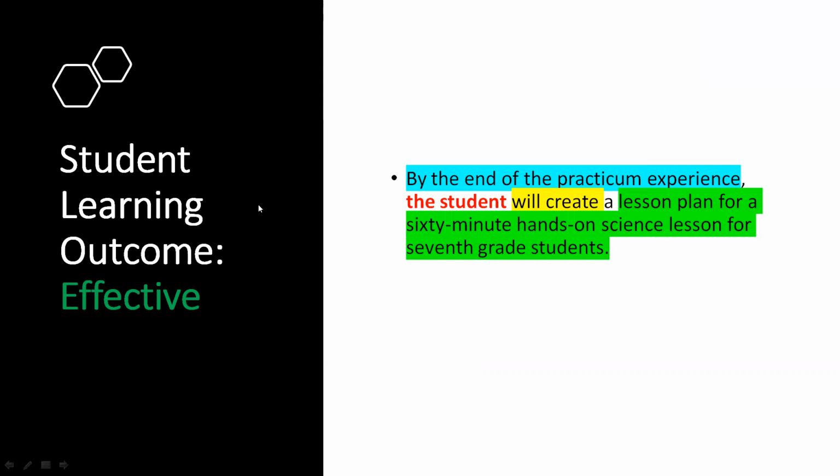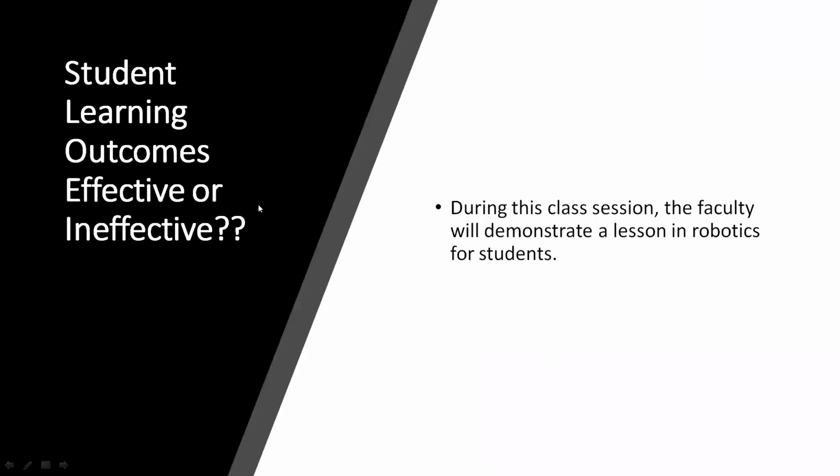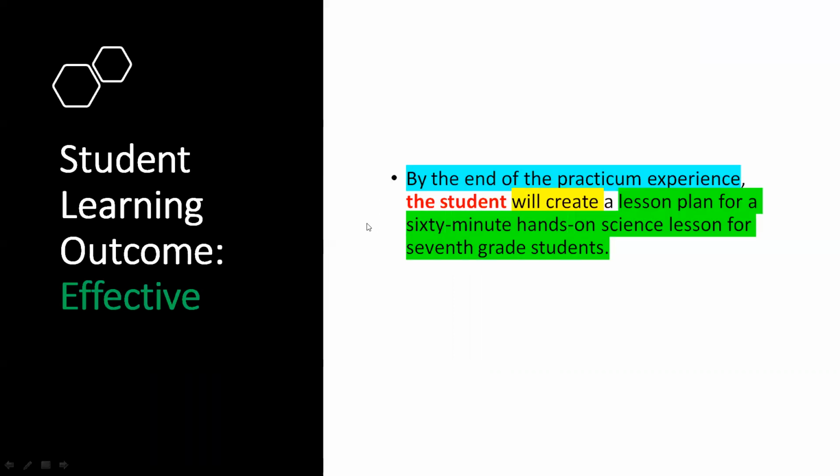Okay, let's try another. I have one comment. My comment is this. As you say, it must be relevant, right? So then determine whether this course is a science course or not, because based on the learning outcome, 60-minute hands-on science lesson, the meaning is that it's relevant, and relevant means this is a science course. Make sure this is a science course.